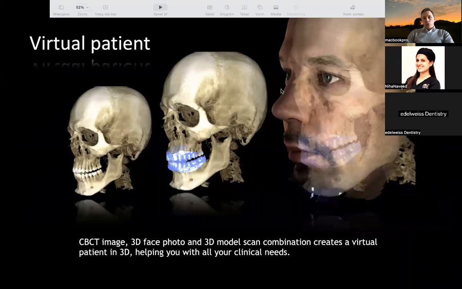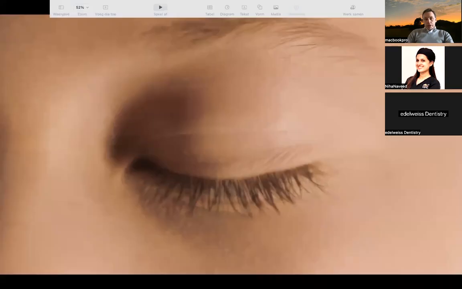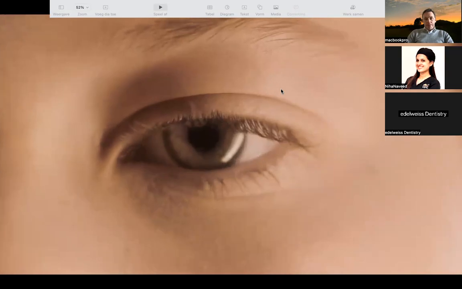Okay, there's the virtual patient. Nowadays, what we do in our daily clinic is a CBCT scan, an intraoral scan, and a face scan. We match the three scans together to get the virtual patient. If you want to go into the digital workflow yourself, you have to dare and to share some things. I want to show you the steps you have to take to go into the digital workflow.